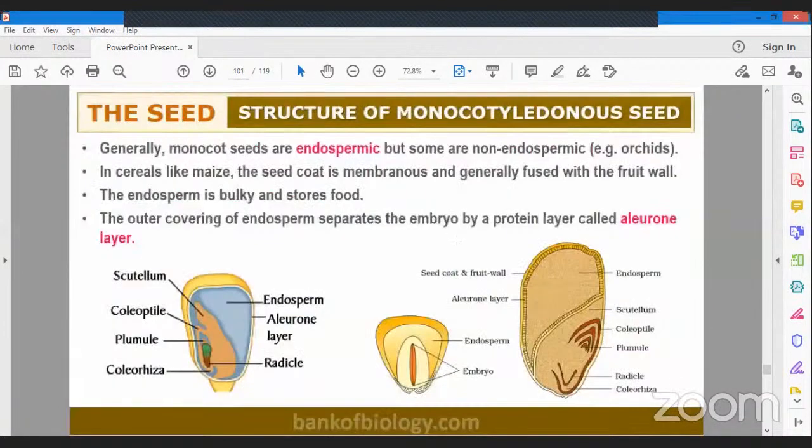Done. So next one, structure of monocot seed. Have a look, students. Generally monocot seeds are endospermic. What does it mean? There is a lot of endosperm that is stored. Very few of them are non-endospermic, for example in the case of orchids. In cereals like maize, seed coat is membranous and generally fused with the seed wall. So the endosperm is bulky and will store food.